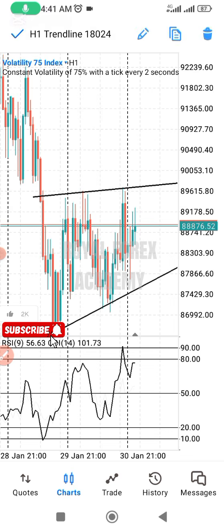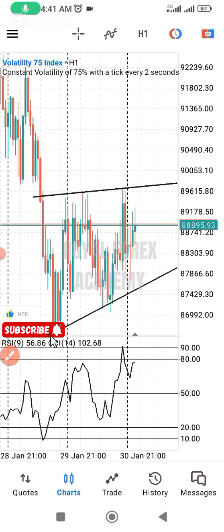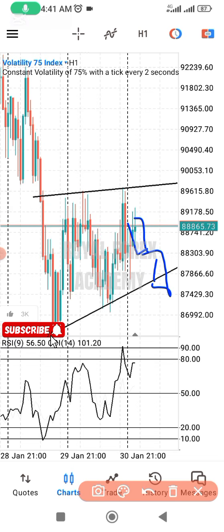I will mark this out. If I am to sell, because this is a downtrend, what do I want to see? I want to see price come all the way here. Let price move all the way to this zone.